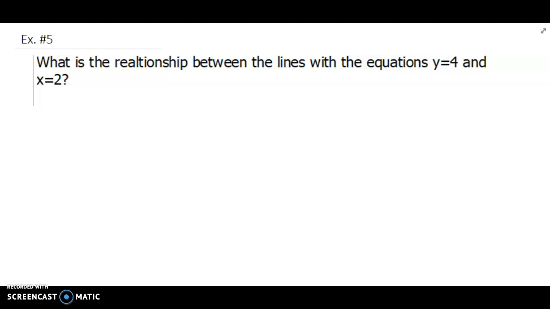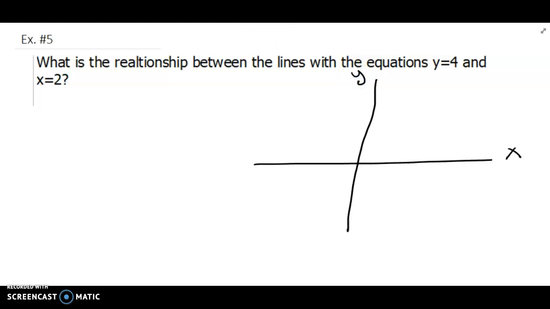All right, guys, last but not least, here's our last example for this section, or this half section, I guess. What is the relationship between the lines y equals 4 and x equals 2? Here, it's very beneficial to plot this. So here's my coordinate grid. Here's my x-axis, here's my y-axis. The line y equals 4 is going to pass through 4 on my y-axis. So this is y equals 4. That's what this line looks like. Now the line x equals 2 is going to pass through the number 2 on the x-axis. So it's going to look like this.